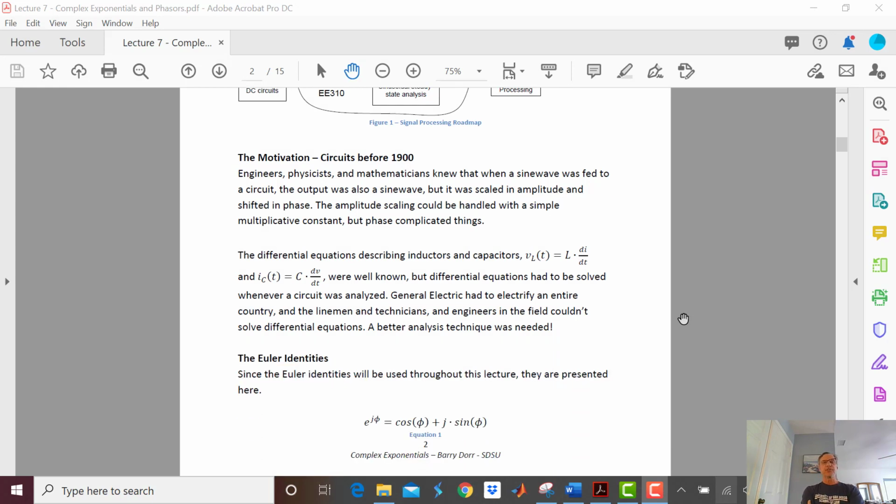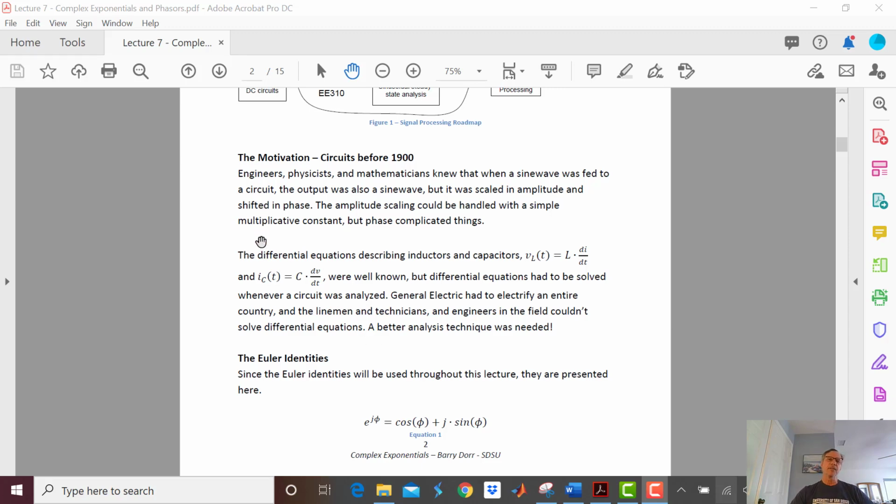So the motivation: circuits before 1900. Engineers, physicists, and mathematicians knew that when a sine wave was fed to a circuit, the output voltage or current at any point in the circuit was also a sine wave, but it was scaled in amplitude and it was shifted in phase. And the amplitude scaling, well, we could handle that with a simple multiplicative constant, but the phase complicated things.